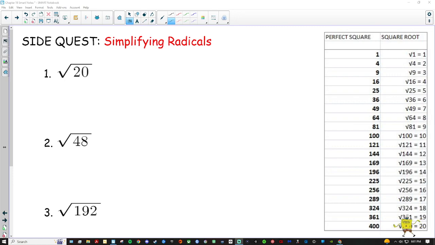So, you need to remember how to simplify radicals. This is one of the most important skills for the quadratic formula. Let's get a refresher. So our first radical is the square root of 20.